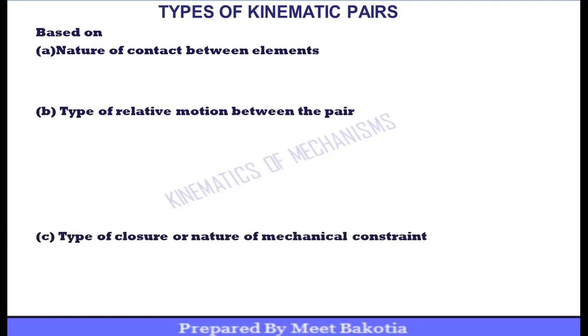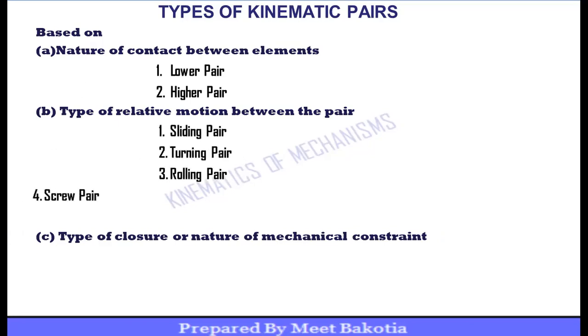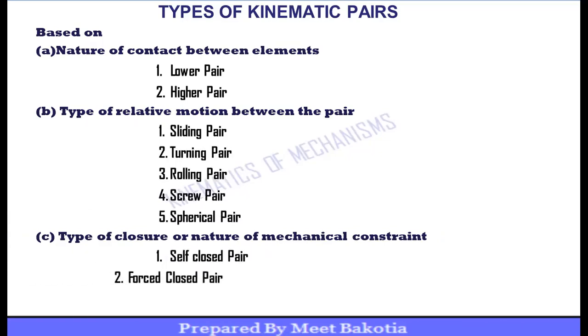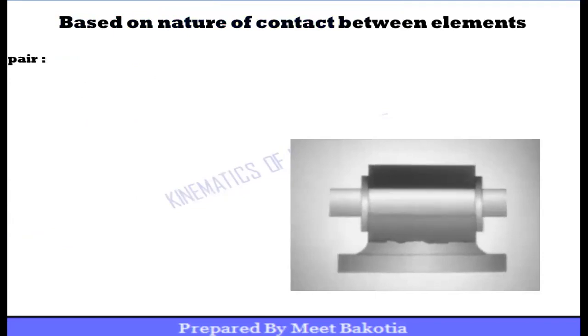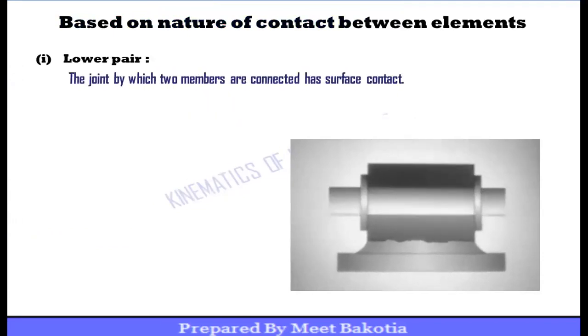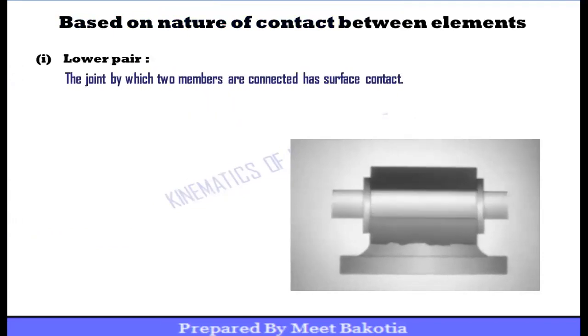And then the type of closure or nature of mechanical elements. On the basis of this, it is classified as lower pair, higher pair, sliding pair, turning pair, rolling pair, screw pair, spherical pair, self-closed pair, and force-closed pair. Let us move with the first one, which is the lower pair.